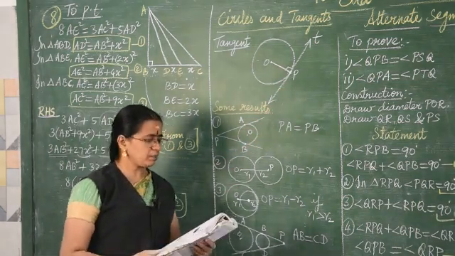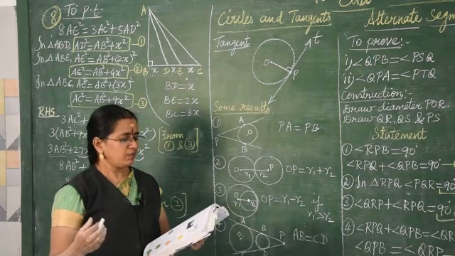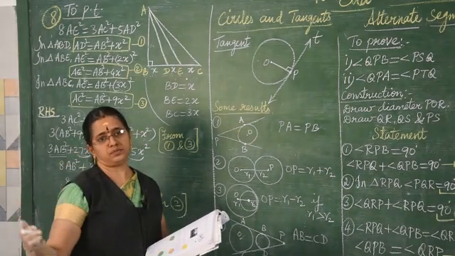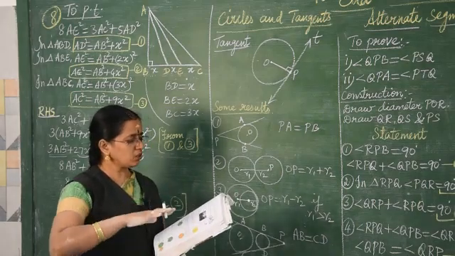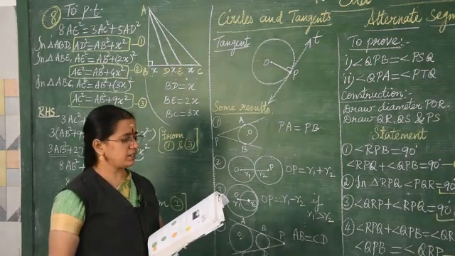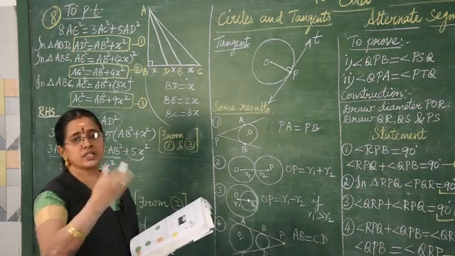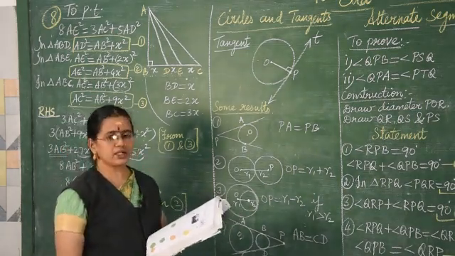An apt example for the tangent is when a cycle moves along a road. Whenever you are riding a cycle, it moves along the road. Then the road becomes the tangent at each point as the wheels roll on. That is a good example.